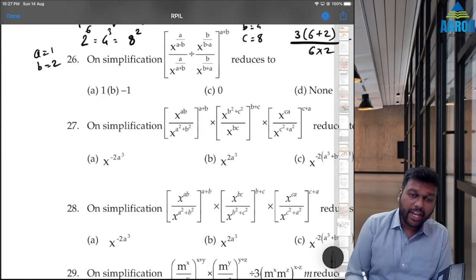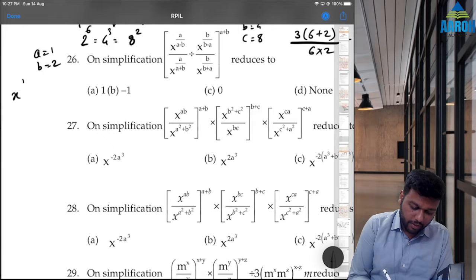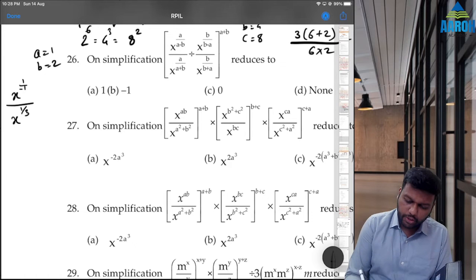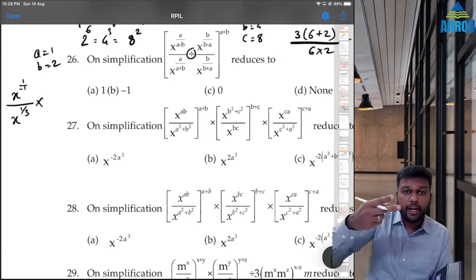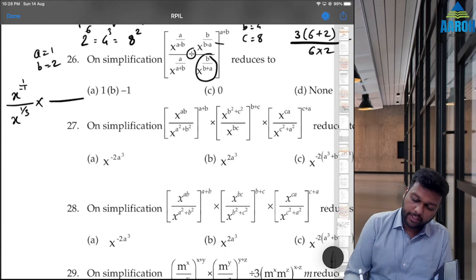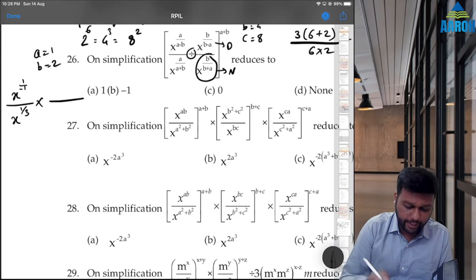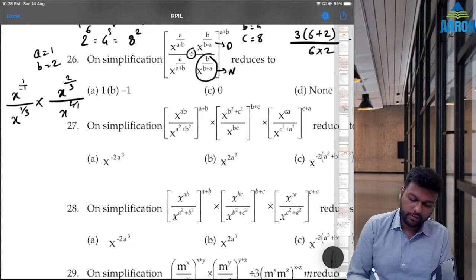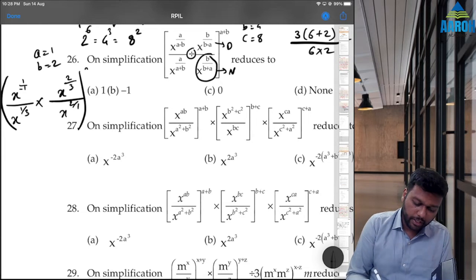So x raised to a by a minus b, that is x raised to 1 by minus 1, upon x raised to a by a plus b, that is 1 by 3, divided by, instead of divided by, I can just write into and then do the reciprocal. So we'll take this in the numerator and this in the denominator, because we have converted division into multiplication. So x raised to b by b plus a, that is 2 by 3, and x raised to b by b minus a, that is 2 by 1, whole bracket raised to a plus b, which is 3.